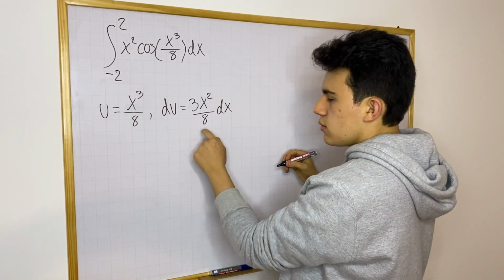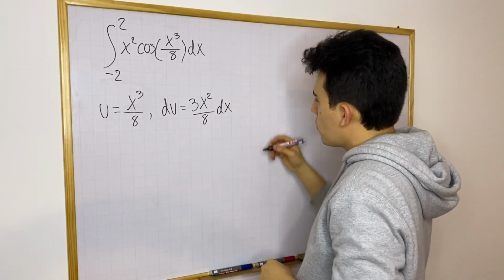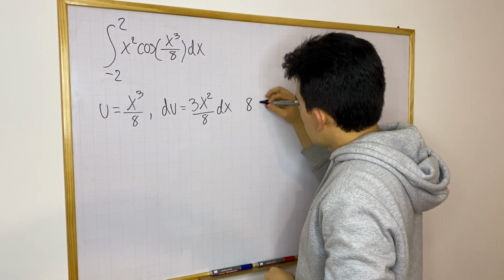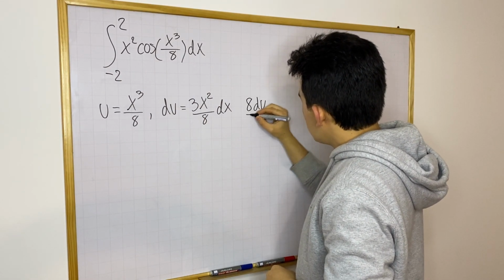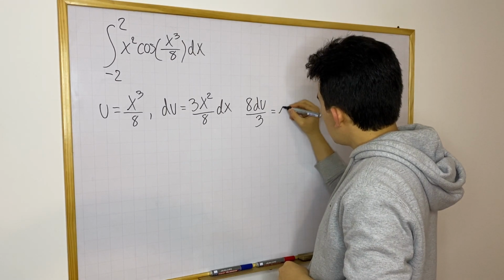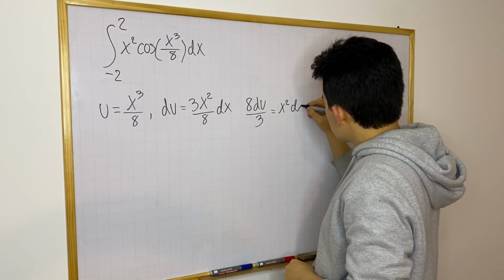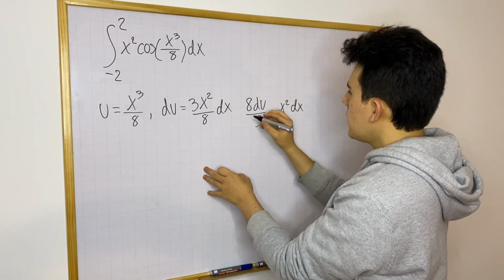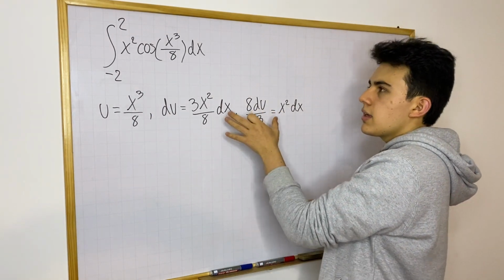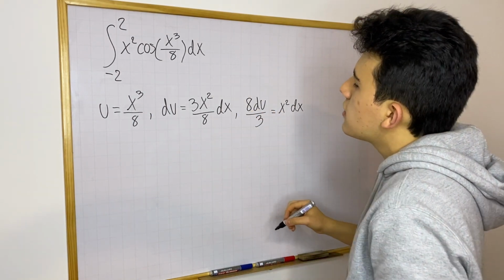You can move 8 to the other side of the equation and divide by 3, and you're going to get that 8 du divided by 3 is equal to x squared dx. So this is all the information that we need to make a really nice substitution. Let's see how we can use this.